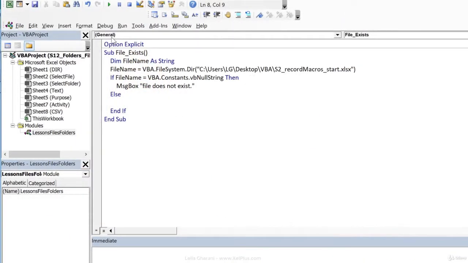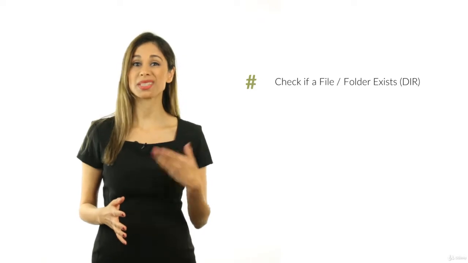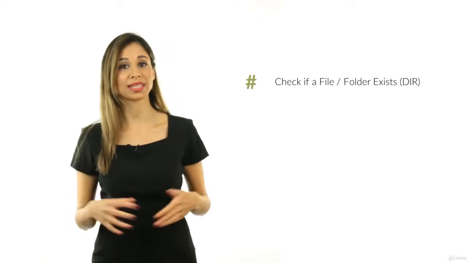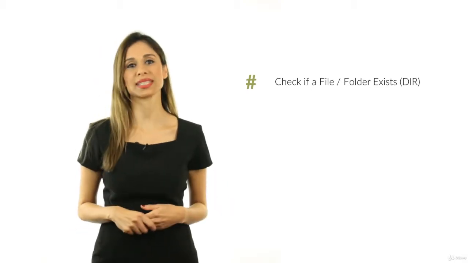We start off by learning how we can check if a file or a folder exists. So let's say in your code you want to open a specific file. You can check first if the path actually exists before running the open statement, because otherwise you're going to get an error if it doesn't exist. I'm also going to show you how you can use wildcards here.